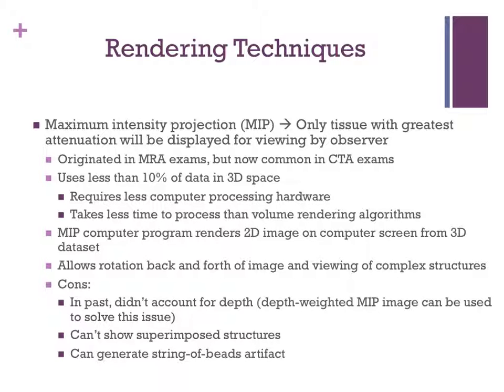The MIP computer program renders the 2D image on the computer screen from the 3D data set. This allows rotation back and forth of an image and viewing of complex structures. However, it does have some drawbacks. In the past, it didn't account for depth, and now depth-weighted MIP images can be used to solve this issue. Another con is that it cannot show superimposed structures, and it can generate a string of beads artifact.